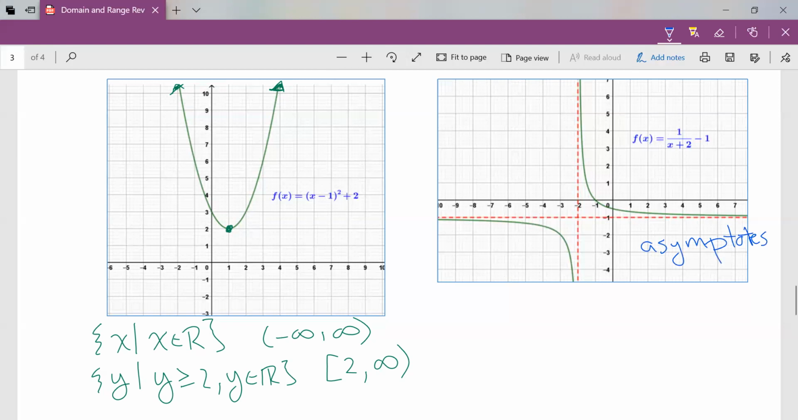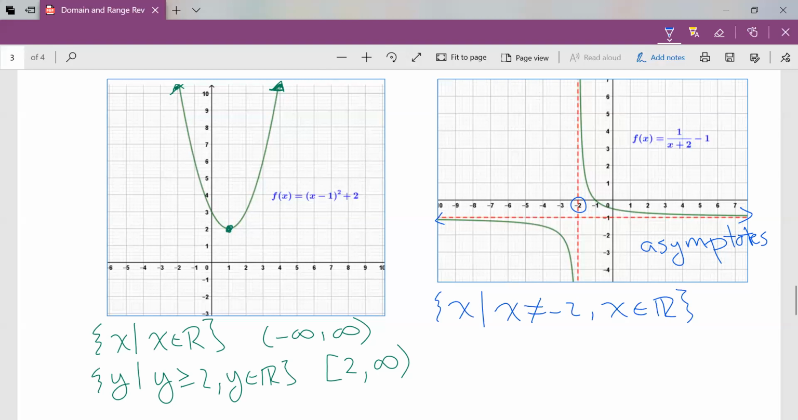So I again ask myself, what happens here? Can my graph ever stop going to the left? No, it goes forever. Does it ever stop going to the right? No, it goes forever. But I've got this asymptote right here, the vertical one, when x is -2. So what I'm going to say is x, the set of numbers x such that x can't equal -2, but x is an element of the reals. So what I'm saying is x can be anything but -2.